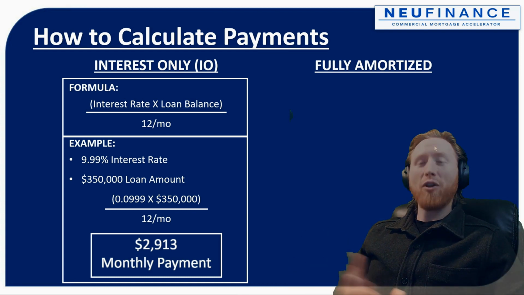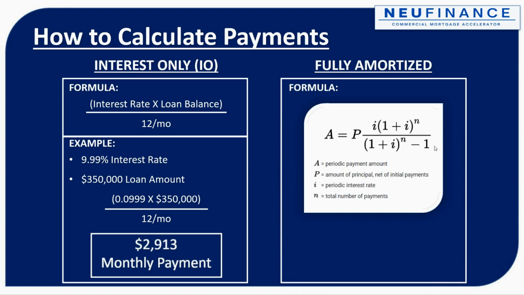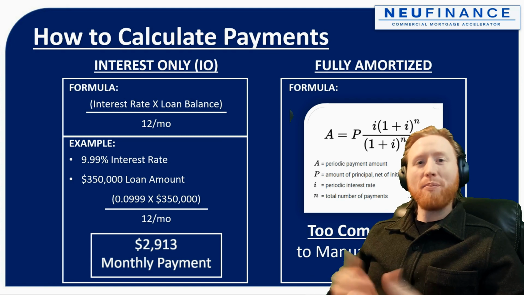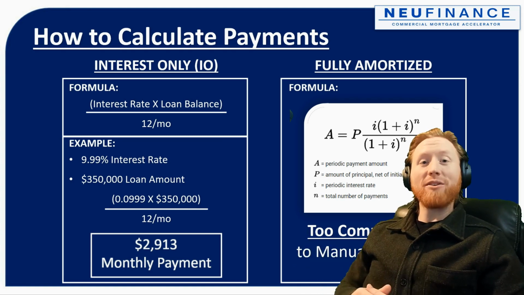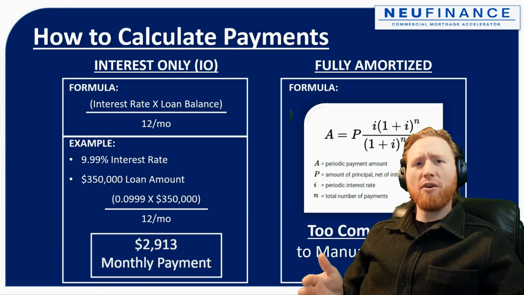Now, when it comes to your fully amortized loan, this is what the formula looks like. As you can see, this is a pretty complex formula. Nobody in their right mind is going to do this formula at their desk. It's just simply too complicated to manually calculate on your own. So what most people do to calculate the fully amortized payment is they use an amortization calculator on the internet. So we're just going to look at a couple of those tools.